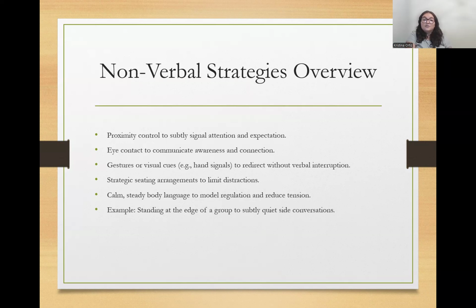Calm, steady body language to model regulation and reduce tension. Example, standing at the edge of a group to quiet side conversation. So you see these two students talking, you just slowly stand there and you can see them stop talking.